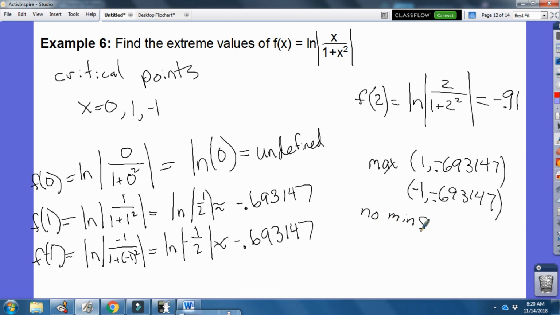And I know that because it doesn't exist at the point where the minimum would exist. The critical point is at the natural log of 0. Since it doesn't exist there, there is no max or min there.